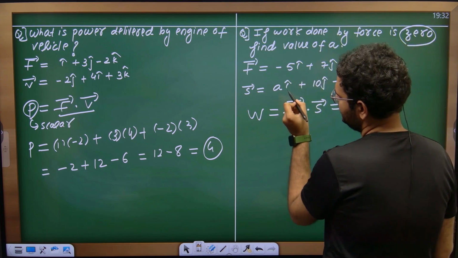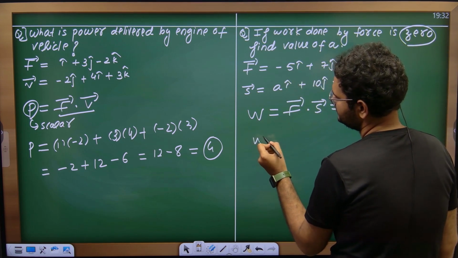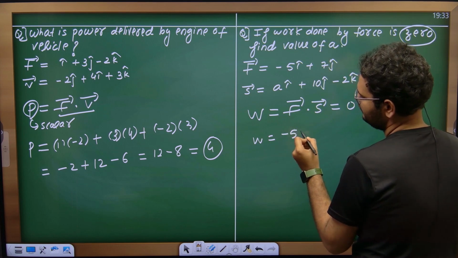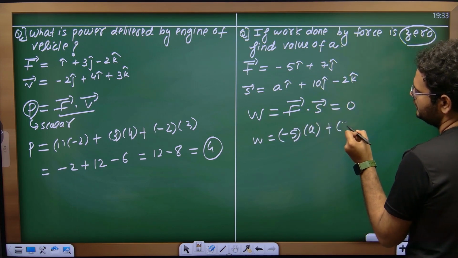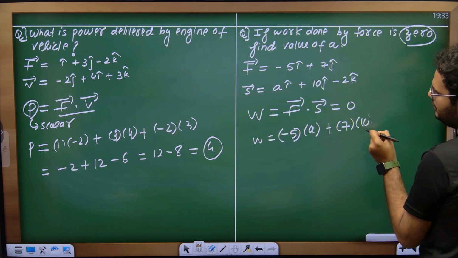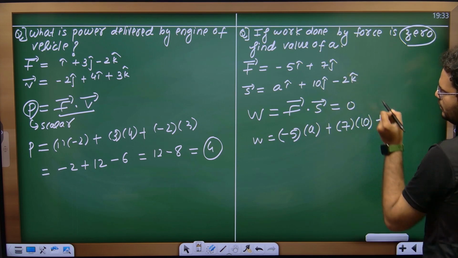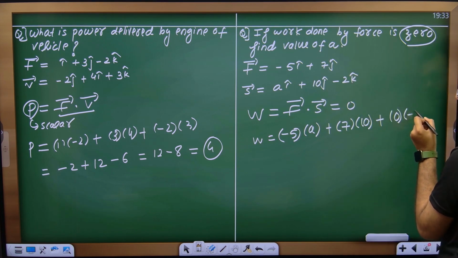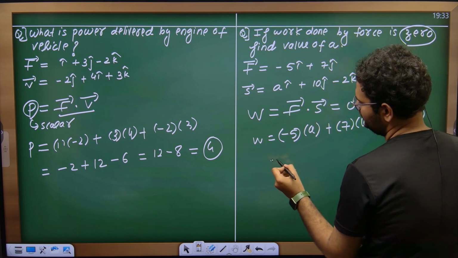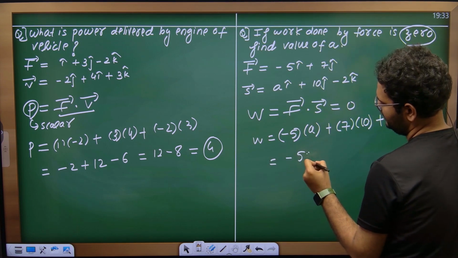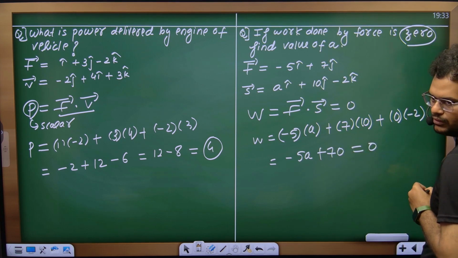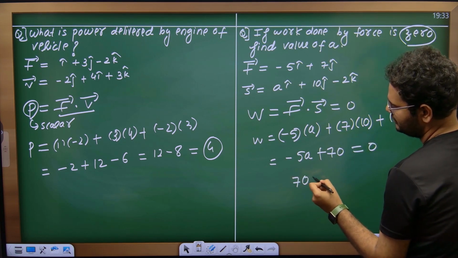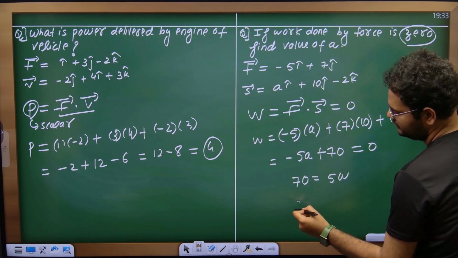So what will I get? A1 A2. Work done is equal to A1 A2, which means minus 5 into A, plus B1 B2. What is B1 B2? 7 into 10, plus C1 C2. What is C1 here? 0, 0 into minus 2. So how much is this? Minus 5A plus 70, and they are saying it is 0. So I will get 70 is equal to 5A, or A is equal to what?